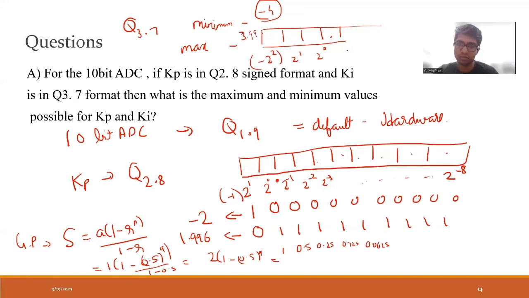So you just have to remember the concept that if I want a maximum value, my MSB will be 0, all other bits will be 1. That is the goal of this. So that is the way we are finding the maximum and minimum values for KP and KI.